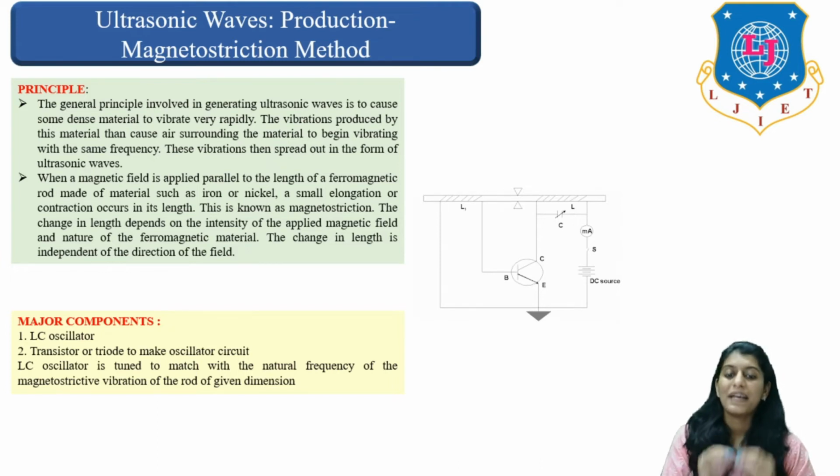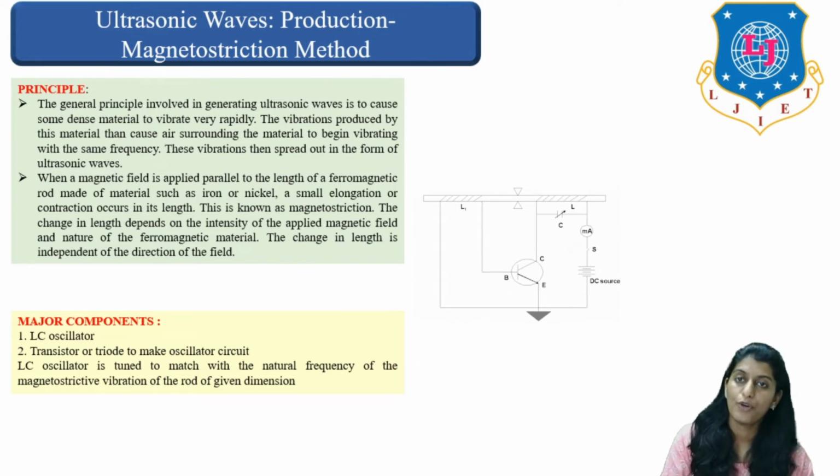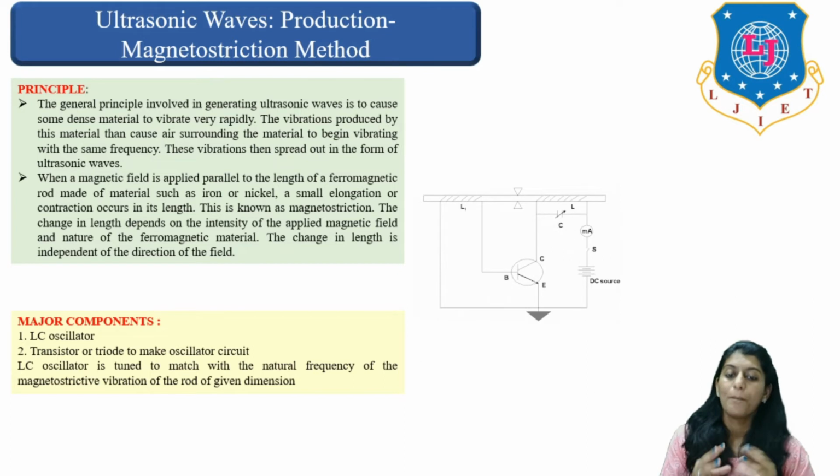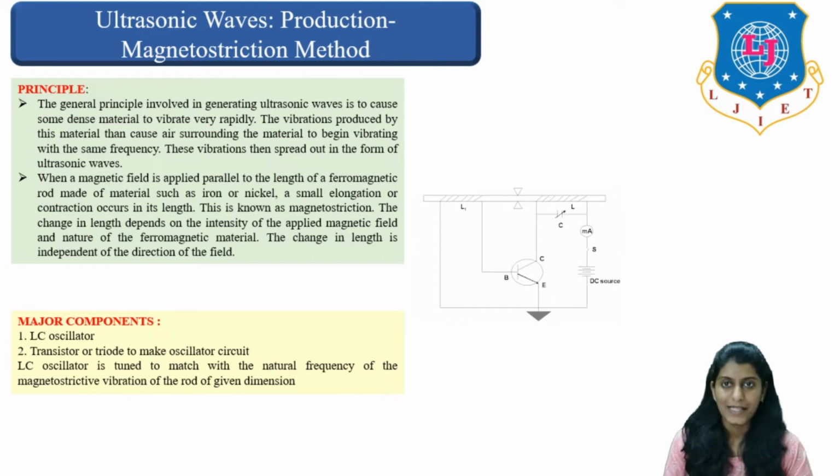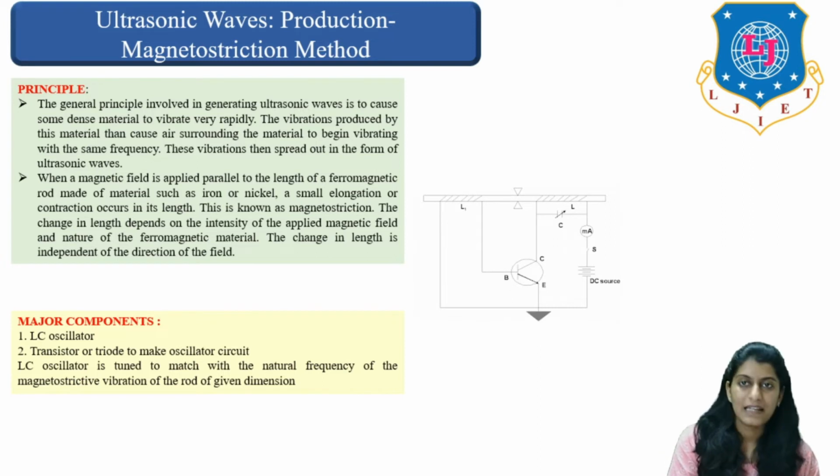Now, when a magnetic field is applied parallel to the length of a ferromagnetic rod made of materials such as iron or nickel, right? We are taking any ferromagnetic material. It can be iron, it can be nickel. Generally, we take either iron or nickel. The more preferred one will be iron, right? It is quite easy to obtain an iron rod. So the first preference is always iron, then we go ahead with nickel rod.